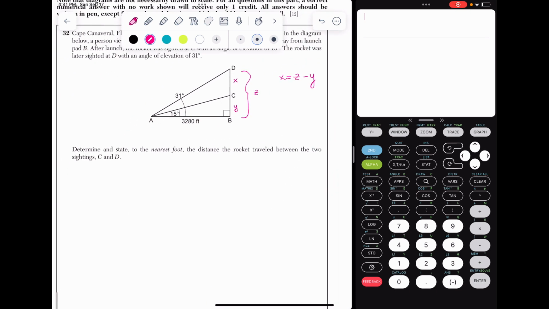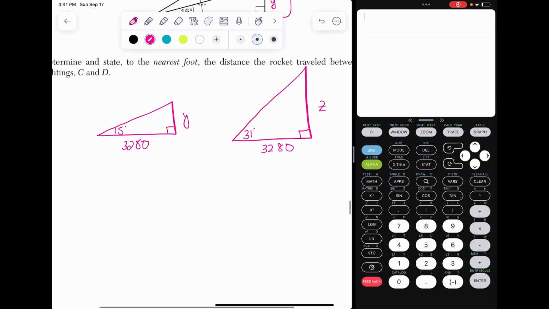What I'm going to then do to make this easier to follow along is separate these two triangles. So here's the triangle with the 15, 3,280, and Y. Then we have the bigger one. This is 31 degrees, also 3,280 feet, and Z. Now these are both right triangles, so I can use SOHCAHTOA to solve for Y and Z.